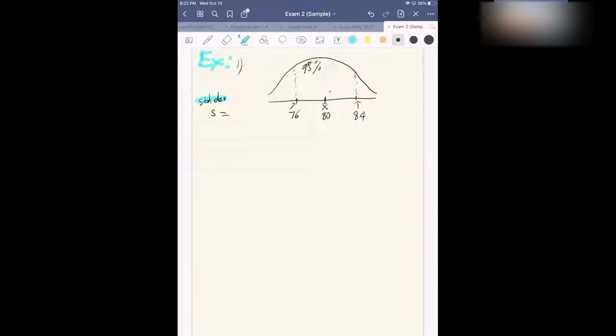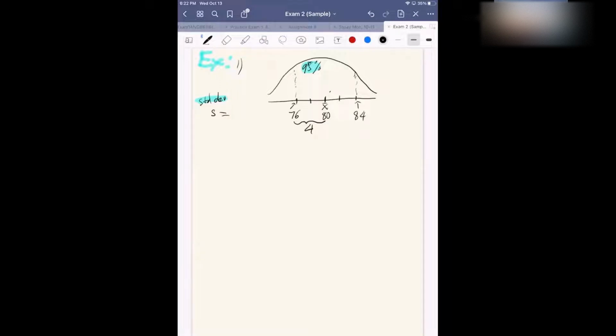You already know the number on the left and the number on the right. So this is the second case, right? That means that it's the 95%, the second case. So that means that you have to move to the left 2 standard deviations, so 1, 2, and you have to move to the right 2 standard deviations. So the distance between the 76 and 80 is 4. But then that distance is 2 standard deviations.